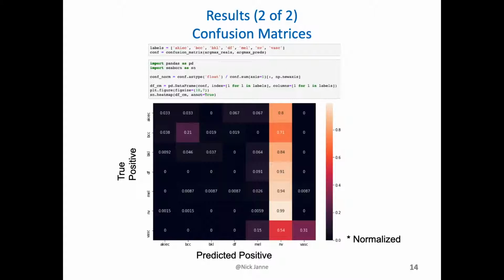Finally, here's my confusion matrix. This is normalized, but basically it shows the sensitivities of the model and where the model is over-predicting or under-predicting. On one axis, you'll see the true positive. On the other axis, you'll see the predicted positive. Ideally, what we would like to see is a diagonal line straight through the middle, and all those are white. However, we don't see that.